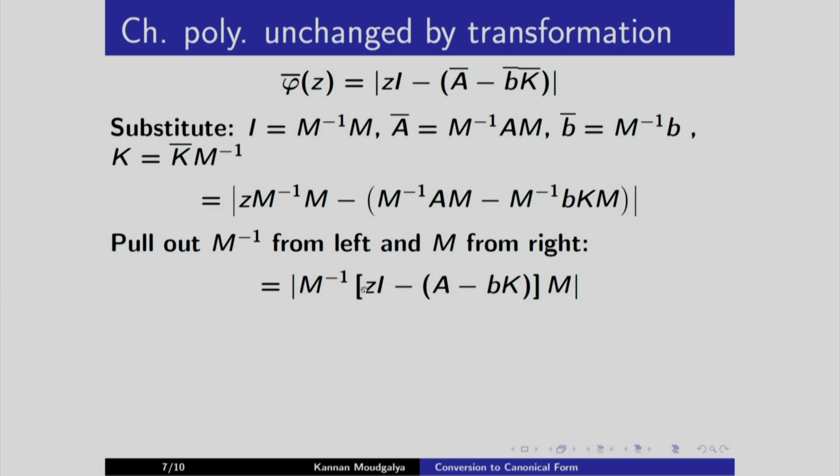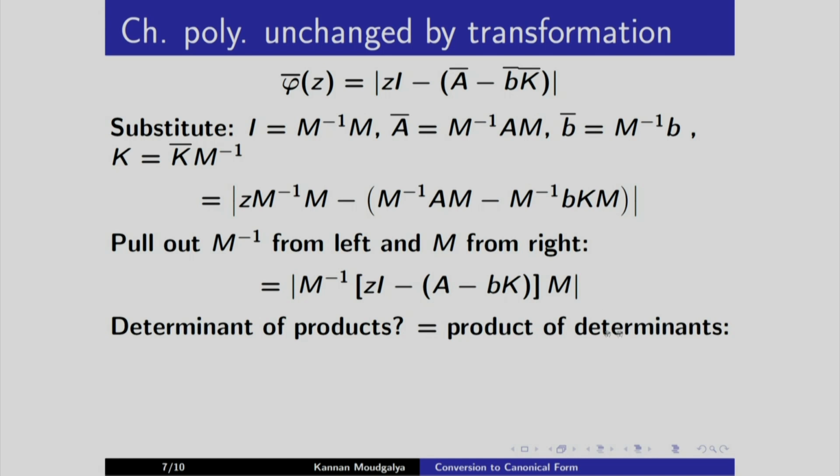So I get identity multiplied by z here, and then a comes here, and then bk comes from here, and we have the determinant of products. This is nothing but product of determinants. So when I do that, I group m inverse and m together, and this is nothing but identity, and determinant of an identity is 1.